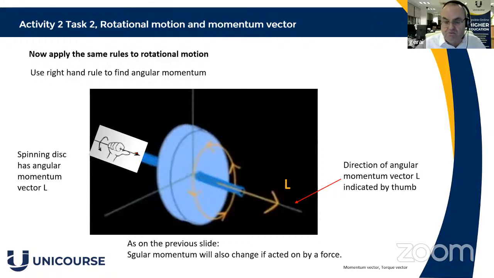Hope that's relatively clear, so think about that again. Wrap your fingers around the axis of rotation, and the direction of your fingers must follow the rotational direction, which is wrapped around the axis, and the thumb will point in the direction of the momentum vector.